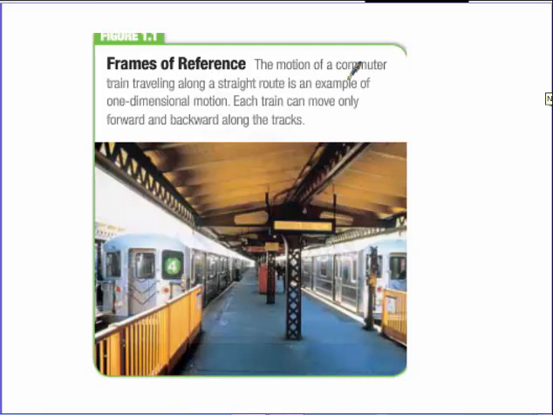The motion of a commuter train traveling along a straight route or path is an example of one-dimensional motion. This train is going forward and the other one is returning back. So each train can move only forward or backward along its track. It will follow a single path or track. So this is an example of one-dimensional motion. A train moving along its track is an example of one-dimensional motion.